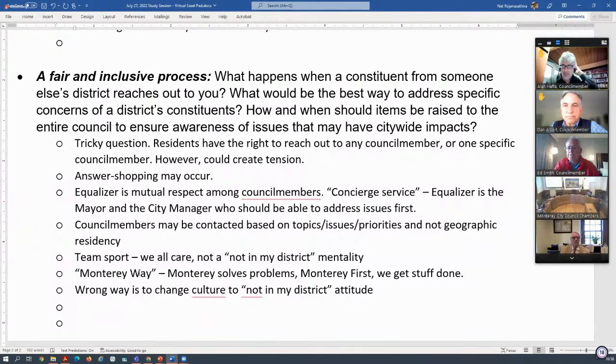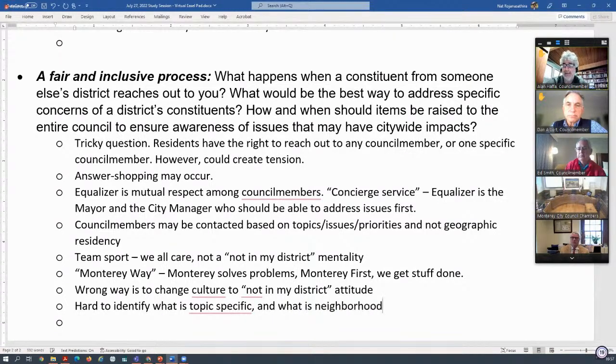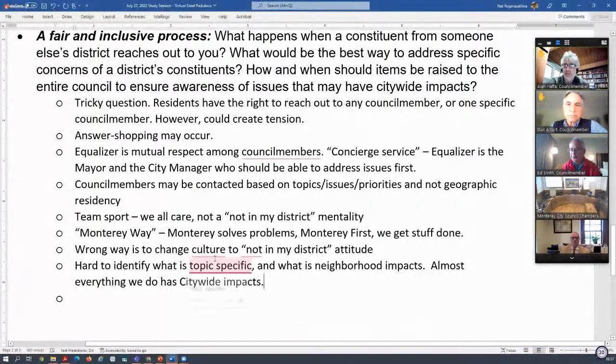No worries. Thanks, guys. I was just going to add that it can be really hard sometimes to identify what is neighborhood specific versus what is citywide. Even if you're talking about a project that is located in a particular neighborhood and district, obviously it has district specific impacts, but most of the time it also has citywide impacts. Housing's a great example of that. A housing project is going to have neighborhood specific impacts, but it also has citywide impacts. Honestly, that's true of almost everything we do.